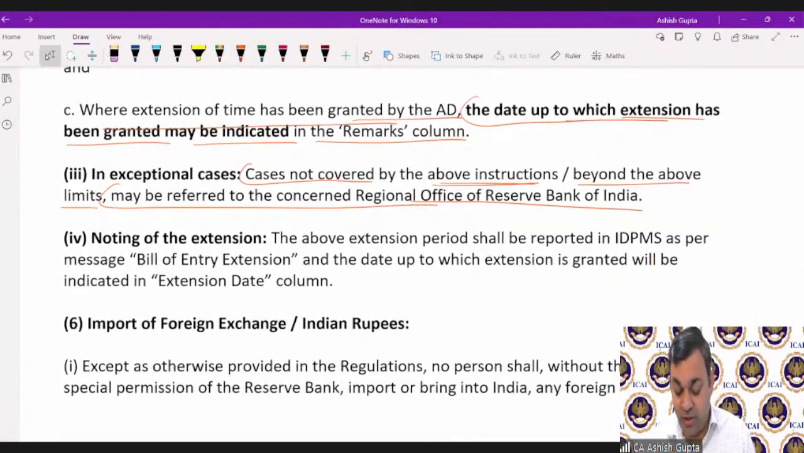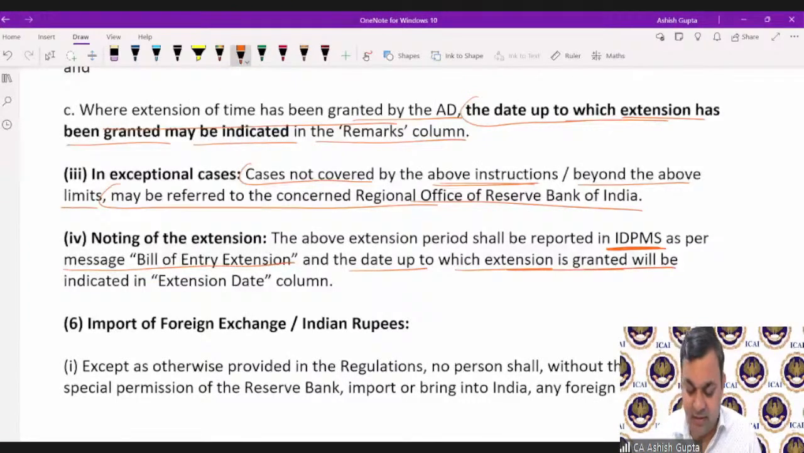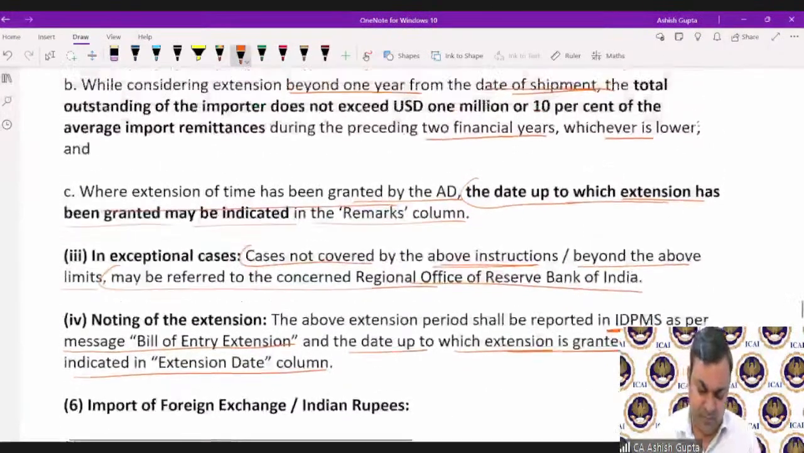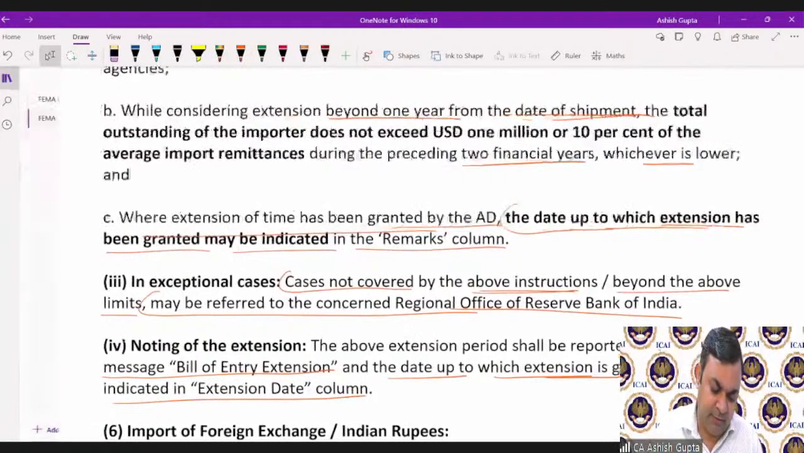Noting of the extension: the above extension period shall be reported in IDPMS as per the message bill of entry extension, and the date up to which extension is granted will be indicated in the extension date column. So that is point number 5.